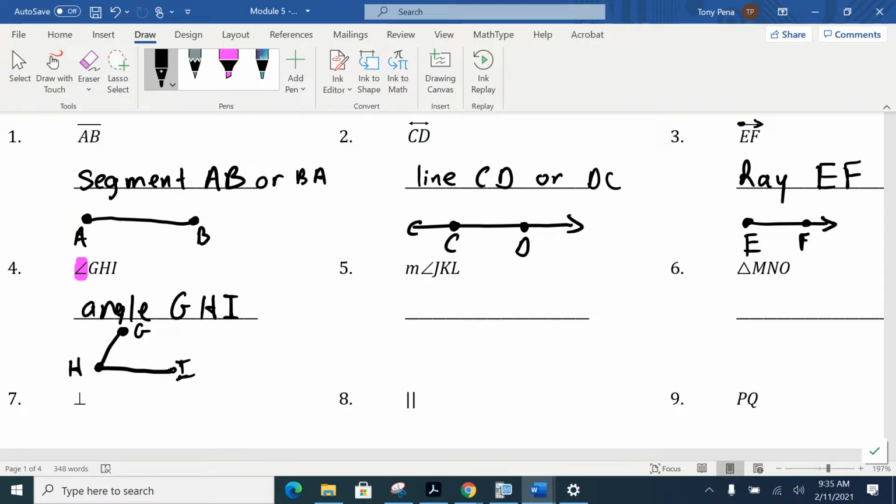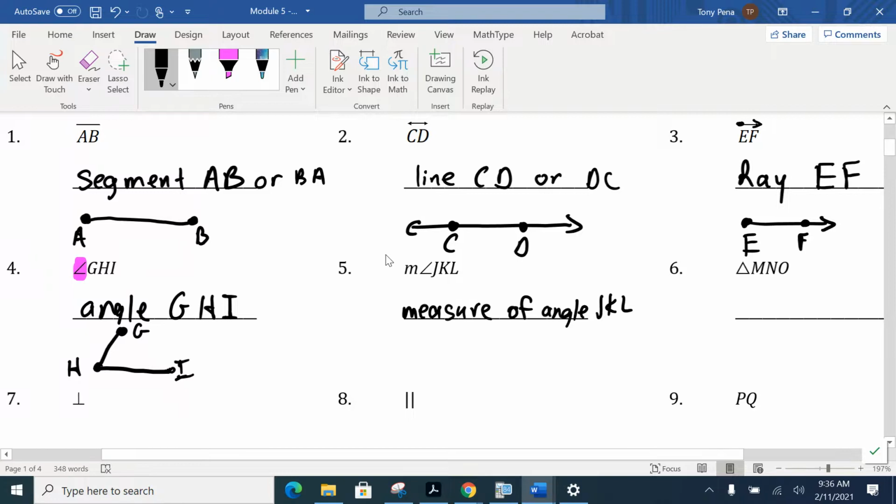Number 5, similar. When we put this in front of it, what that little M is telling you to do is we are now solving a problem. We are now looking for the measure of angle JKL. You don't necessarily need to draw this, but this is now a degree measure. All right, what is the 30 degrees, 40 degree measure of the angle that you're talking about?